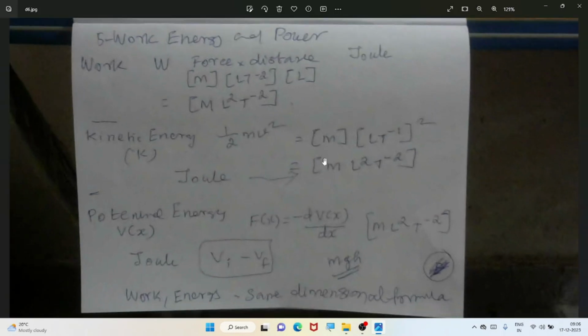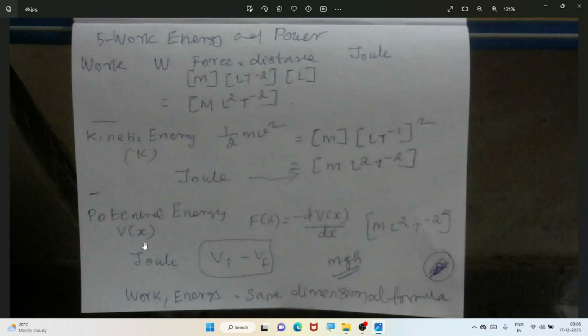Work, energy and power. Work is force into distance. Force is mass into acceleration, and distance is L. So the work will be ML^2T^-2. Kinetic energy will also have the same dimension. Half mv square will come with the same unit. Potential energy will also have the same unit.